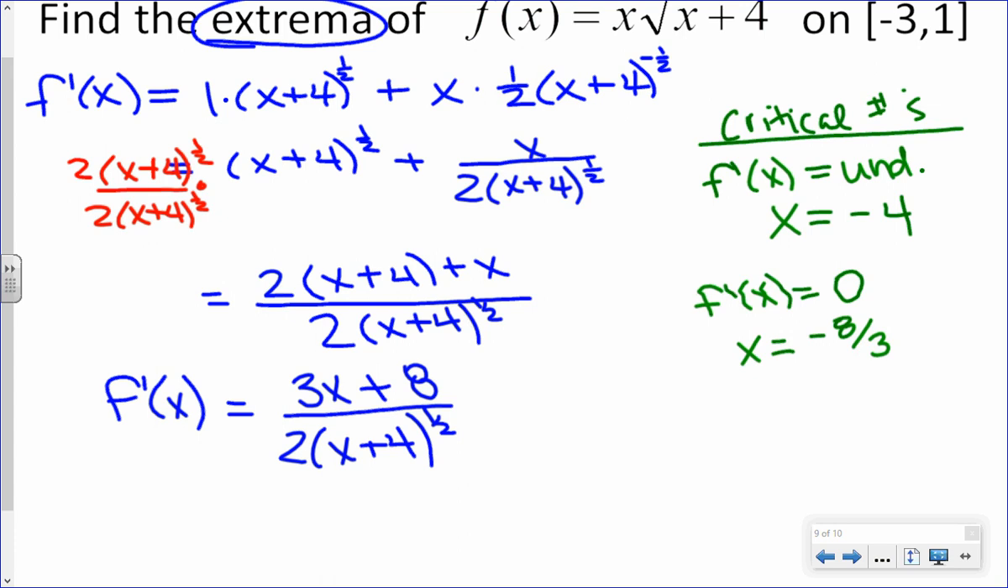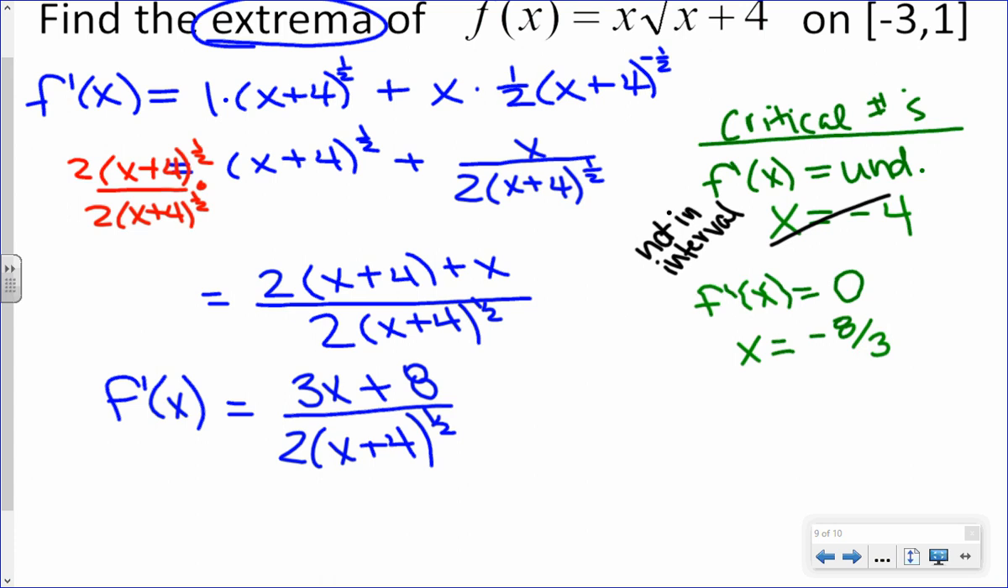Okay. But look at this. Is negative 4 in our interval? No. It's not. So we really don't have to worry about it because it's not in our interval. But we still have to be able to find it in the event that it is in our interval. Or we're not working on an interval, like on Wednesday.